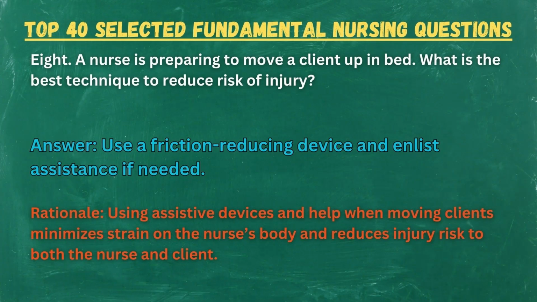8. A nurse is preparing to move a client up in bed. What is the best technique to reduce risk of injury? Answer. Use a friction-reducing device and enlist assistance if needed. Rationale. Using assistive devices and help when moving clients minimizes strain on the nurse's body and reduces injury risk to both the nurse and client.